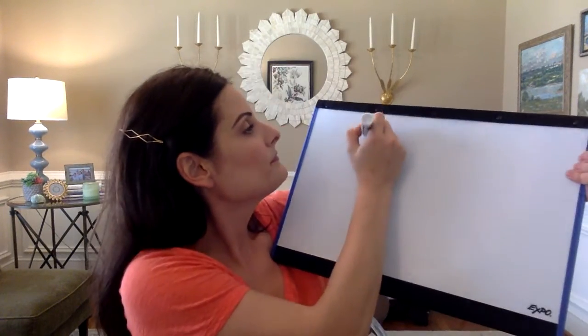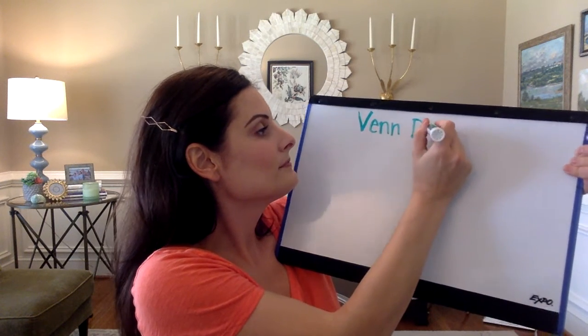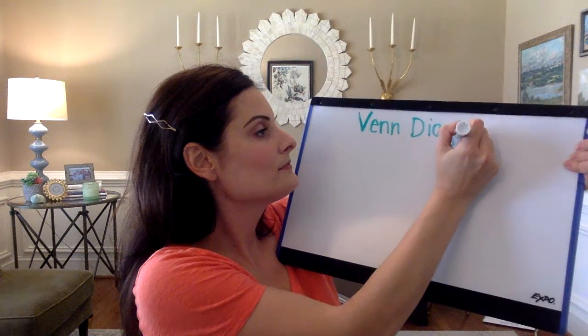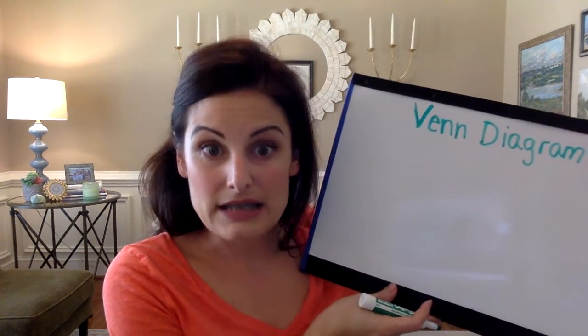Today, we're going to use a different type of chart to compare characters. It's called a Venn diagram. I'm going to write that down because that's a pretty big word. Can you say it? Venn diagram?